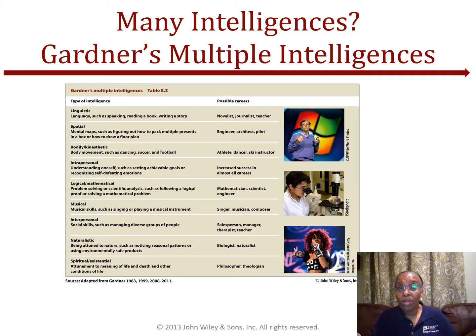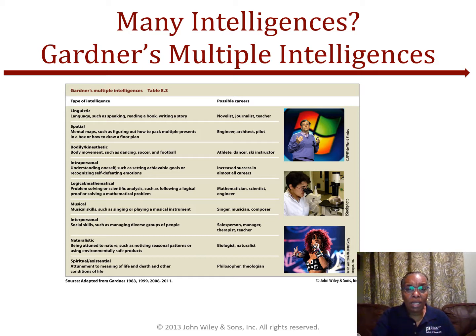So according to Gardner's theory of multiple intelligences, people have different profiles of intelligence because they're stronger in some areas and weaker in others. But they also use their intelligence differently to be able to learn new material, to perform different tasks and solve problems.